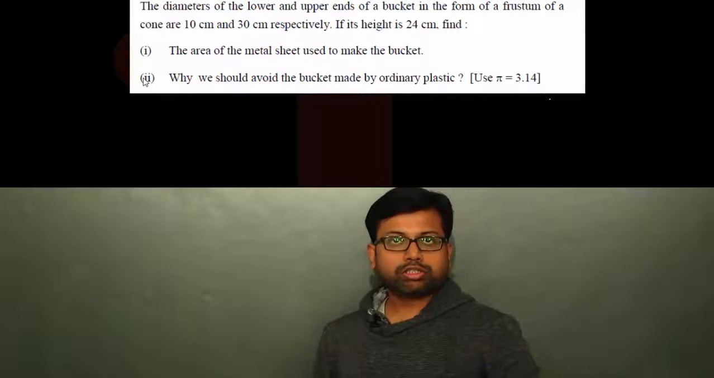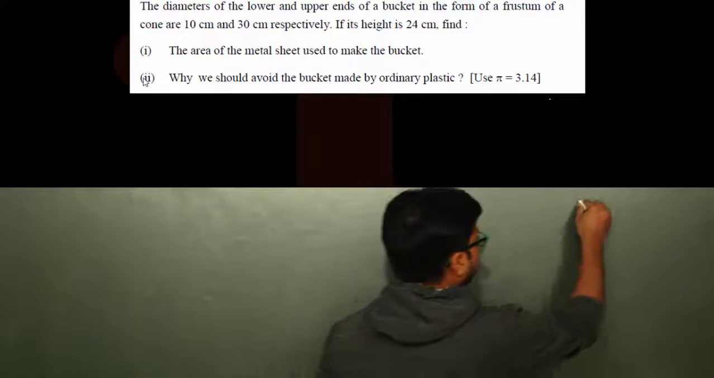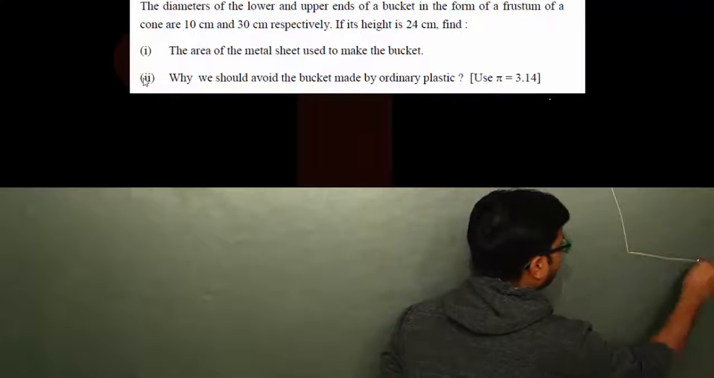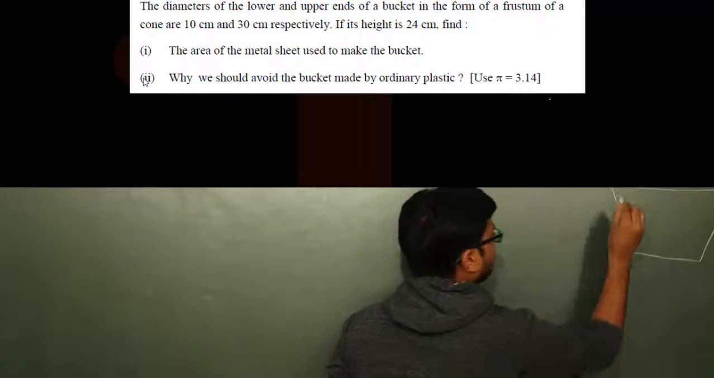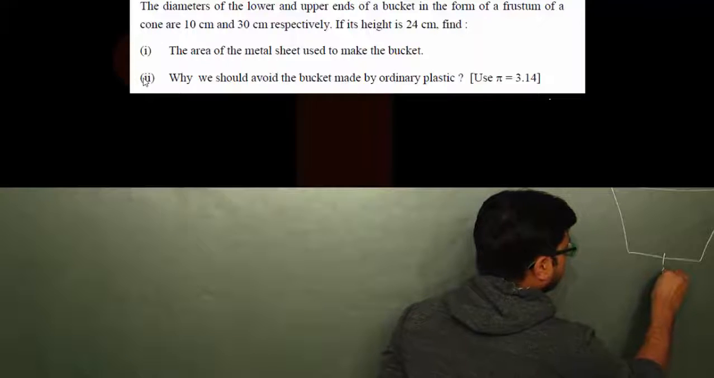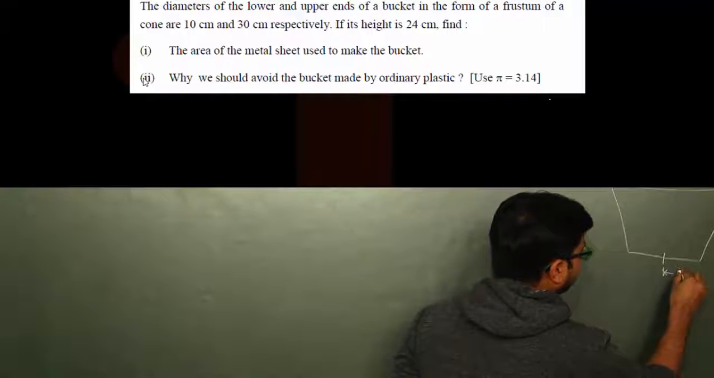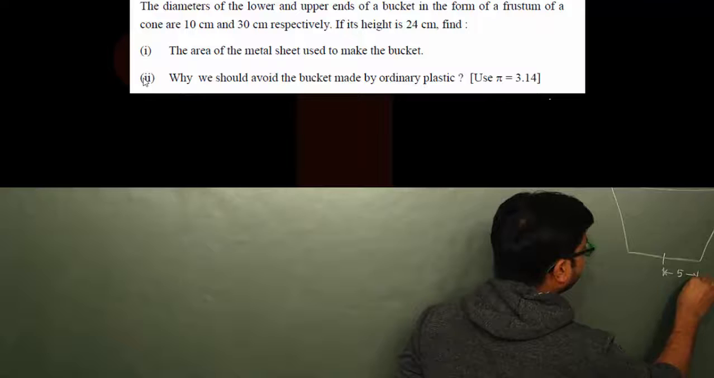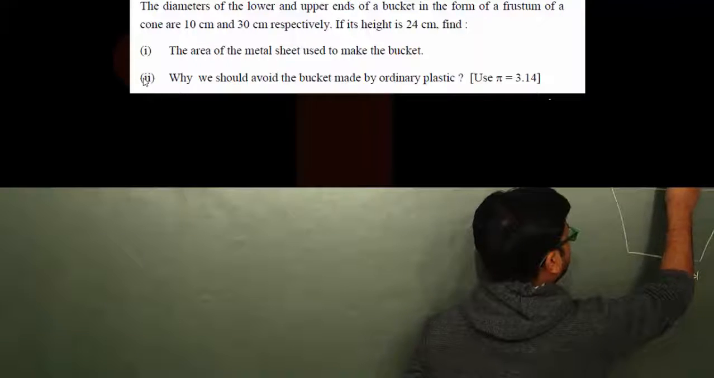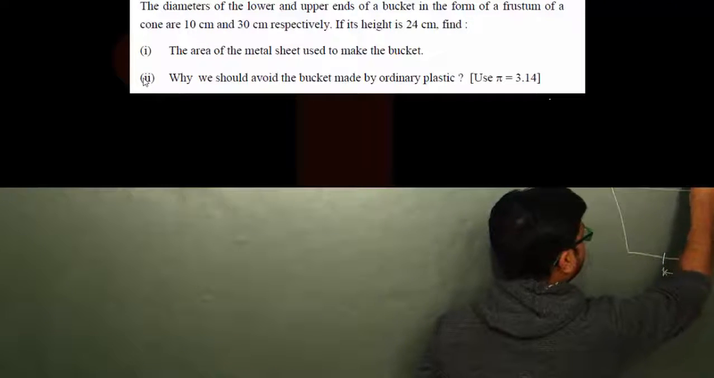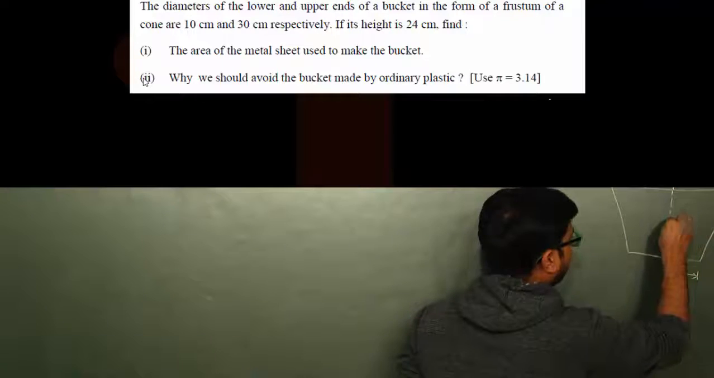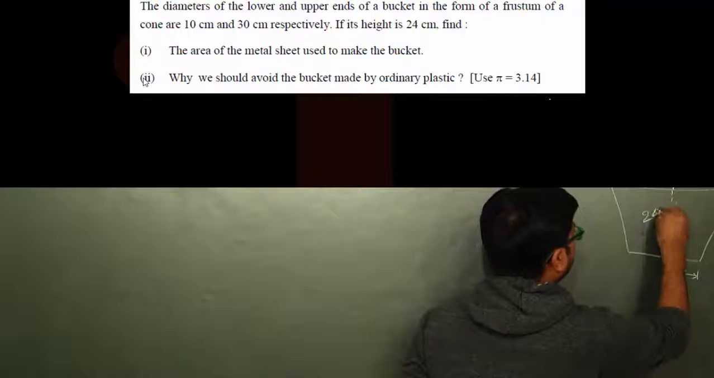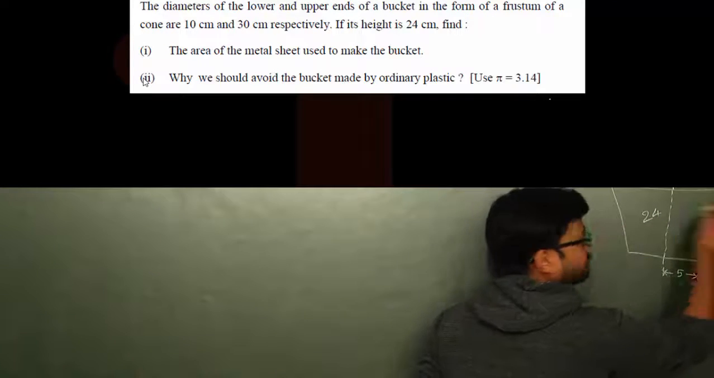Okay, so this question is related to mensuration, and what it says is that there is a bucket which is in the shape of a frustum of a cone. The diameter of its lower end is 10 centimeters, so the radius is 5, and the diameter of the upper end is 30 centimeters, so the radius is 15 centimeters. The height is given to be 24 centimeters. The slant height is not given.